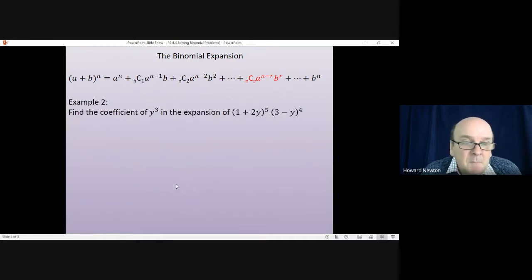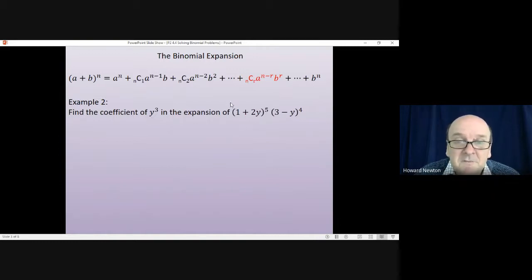Okay, example 2. Find the coefficient of y cubed in the expansion of (1 plus 2y) to the 5 times (3 minus y) to the power of 4. Now, there's a lot more going on in this question. We're going to have to use the binomial expansion to expand this first bracket. We're also going to have to use it to expand this second bracket. However, on both occasions, we'll only expand these brackets up to the y cubed term, because if we're going to find the coefficient of y cubed, we won't need any of the higher powers.